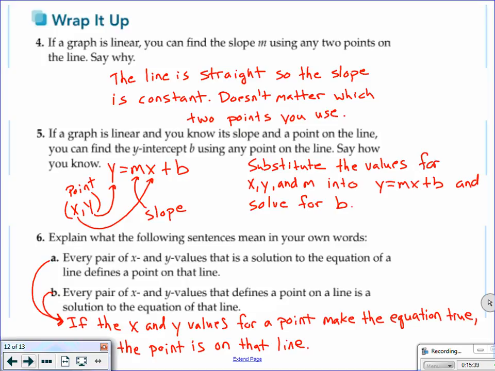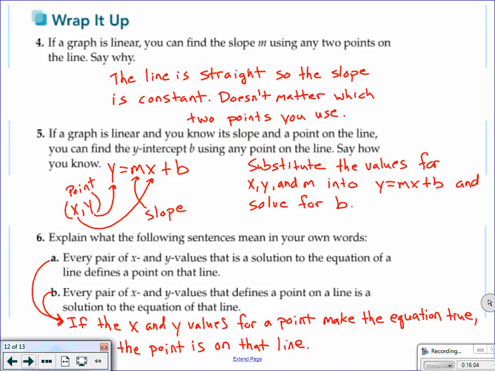Number 5, if a graph is linear and you know its slope and a point on the line, you can find the y-intercept b using any point on the line. Say how you know. Well, we substitute the x and the y for the point into y equals mx plus b. We substitute the slope in there for m. Put those numbers in there and solve for b.